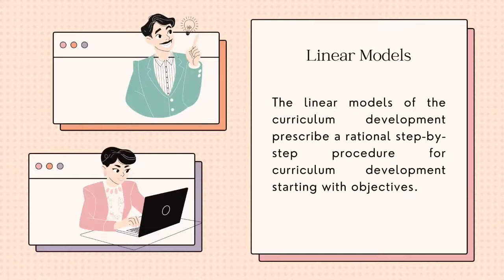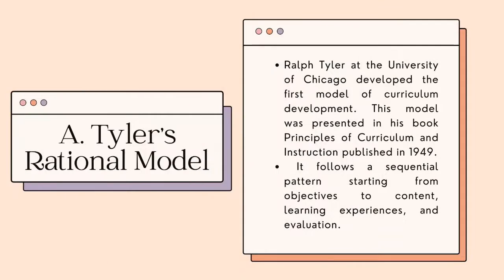Linear models. The linear models of curriculum development prescribe a rational step-by-step procedure for curriculum development starting with objectives. The elements in this type of curriculum model follow a sequential pattern. The first linear model that we will discuss is Tyler's rational model. The proponent of this model, Ralph Tyler, developed the first model of curriculum development. This model was presented in his book, Principles of Curriculum and Instruction, published in 1949.